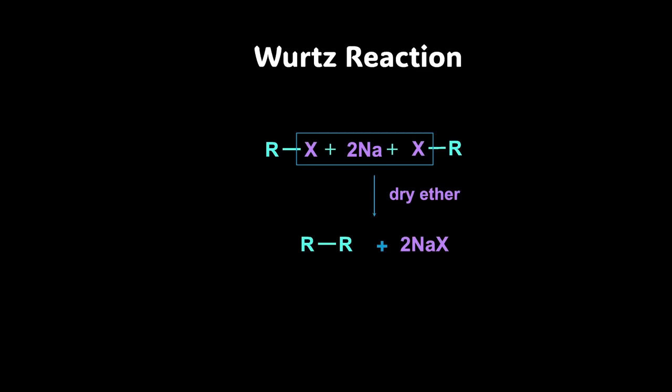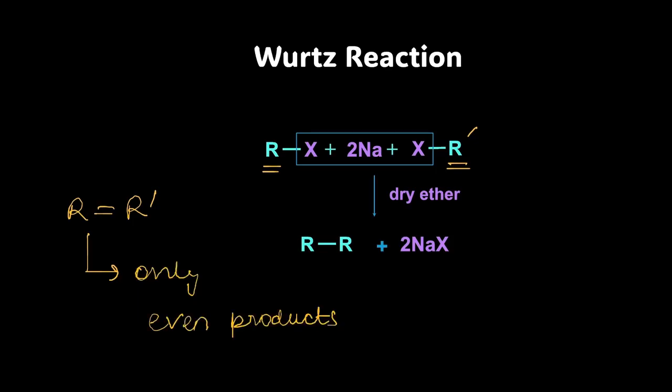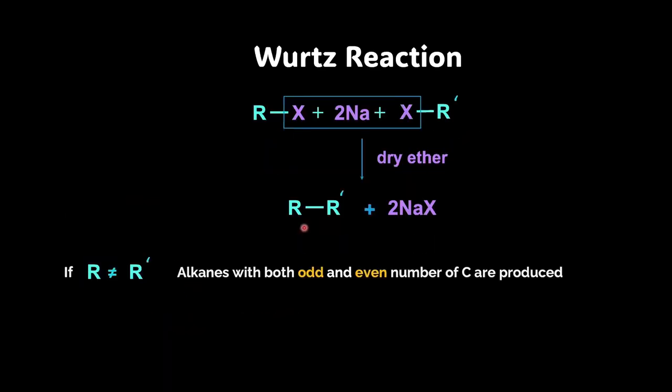Well, you might say, what if we take different alkyl groups? Say one is R-X and the other one is R'-X. So when R is same as R', that means when both are same, the possibility of getting odd carbons in the product is not possible. So when R is same as R', only even products are possible, right? But what if R is not same as R'? That's the situation when you can get an odd number of carbons in the product, and not just that, you will end up getting multiple products.